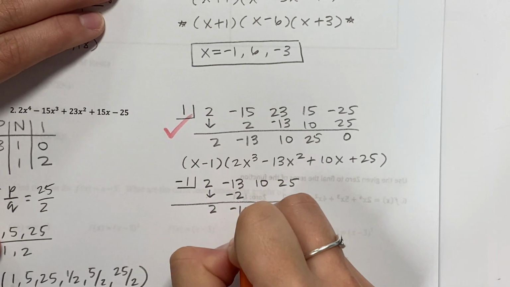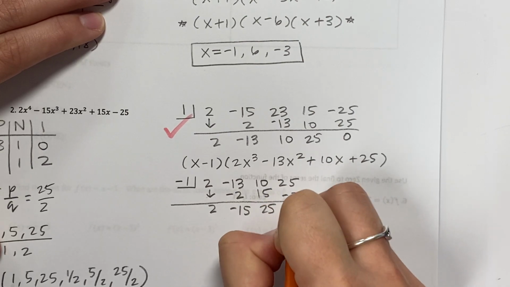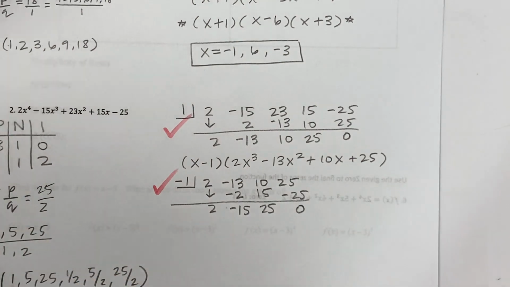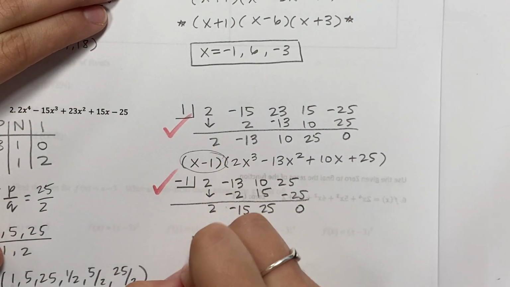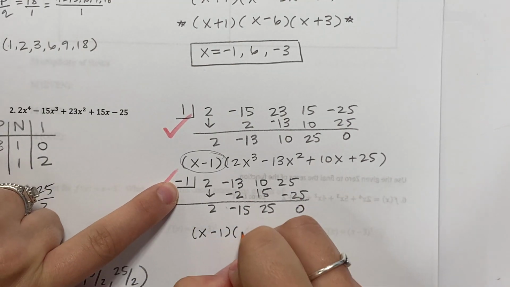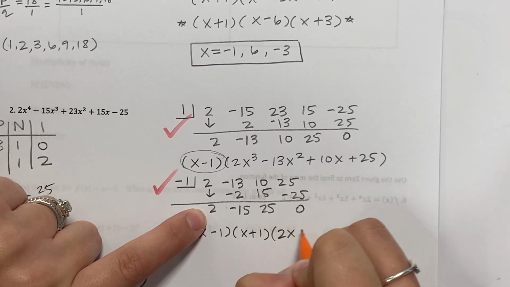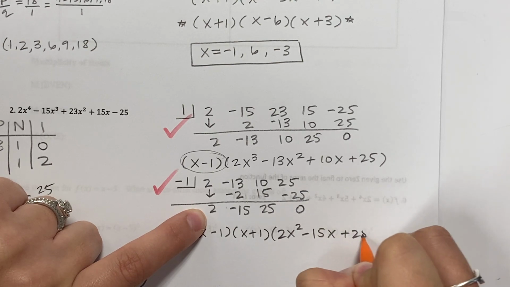Negative 2, it's positive. Oh, yay! Okay, so that one worked. So now, the thing that's gonna be tricky here is you can't forget that you still have an x minus 1. And now since we used negative 1, that'll be x plus 1. And now we'll write what we have left. 2x squared minus 15x plus 25.